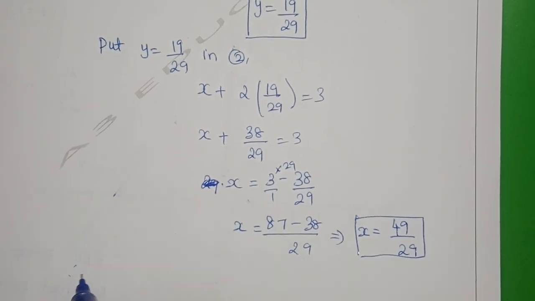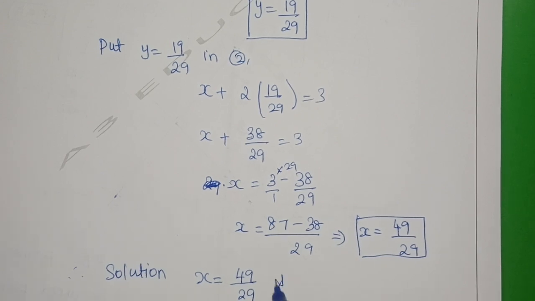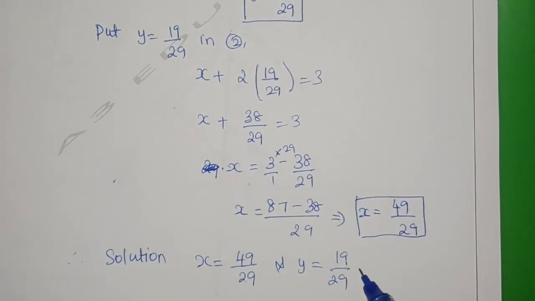Therefore the solution is x is equal to 49 by 29 and y is equal to 19 by 29. Okay, thank you.